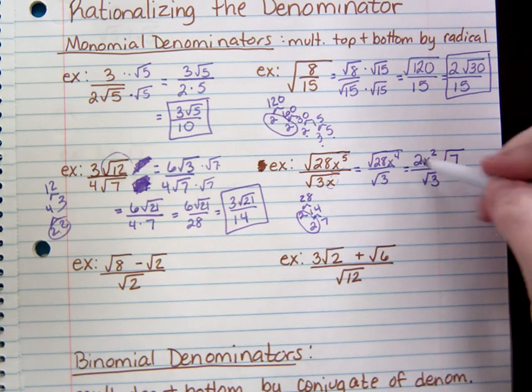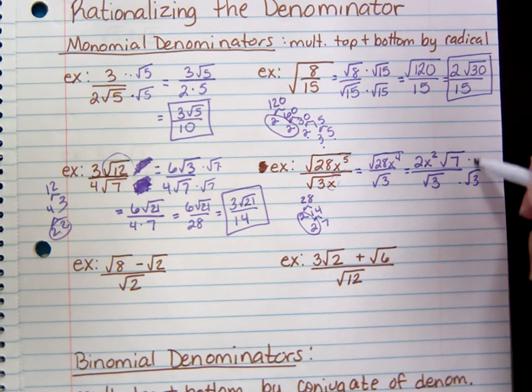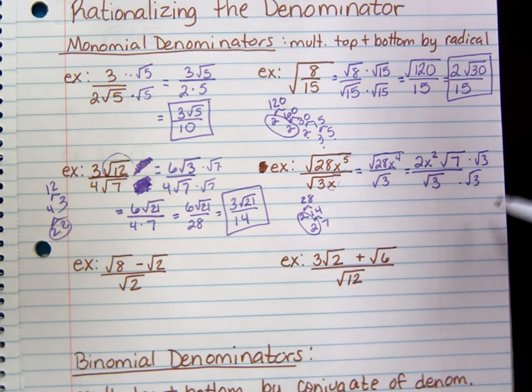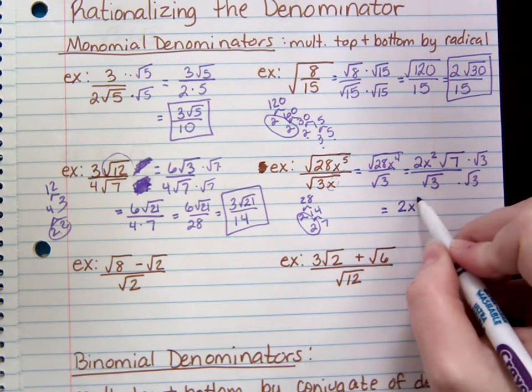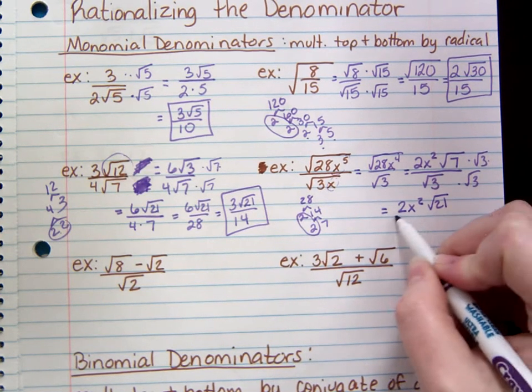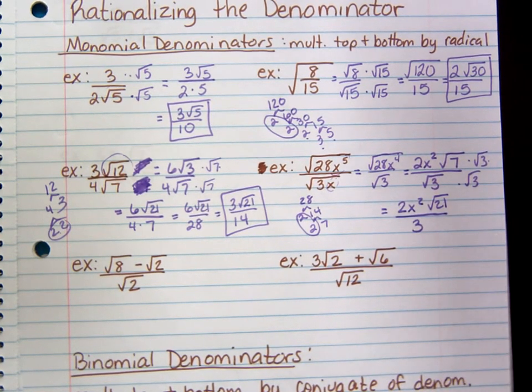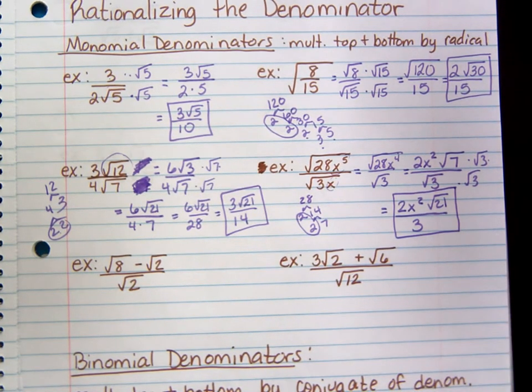And now that I can't simplify the top or bottom anymore, I can go ahead and multiply top and bottom by square root of 3. So the 2x squared I'm going to bring down, multiply these to get square root of 21, and on the bottom I get 3. And I can't reduce that any further. Now you could have started off by multiplying top and bottom by square root of 3x without simplifying it first. It just means you have to simplify later.